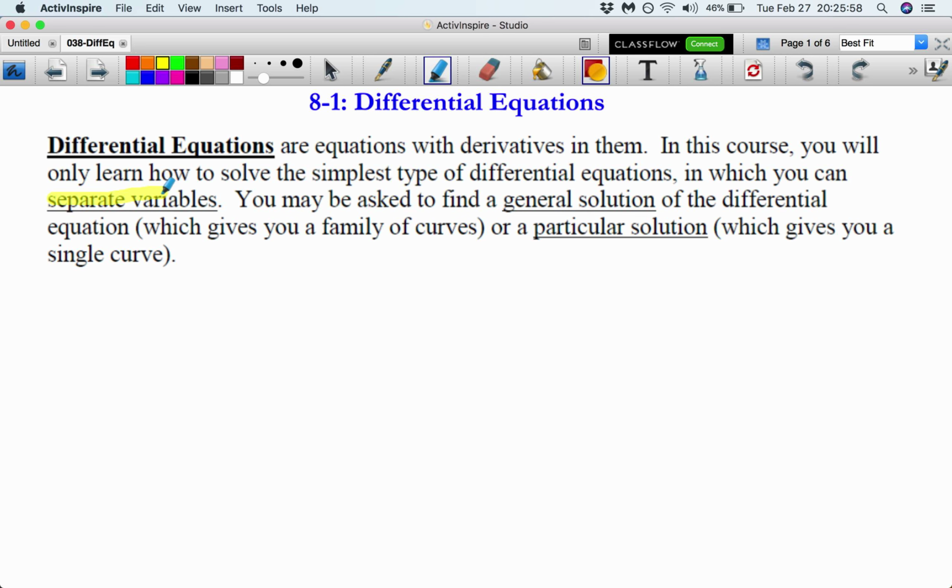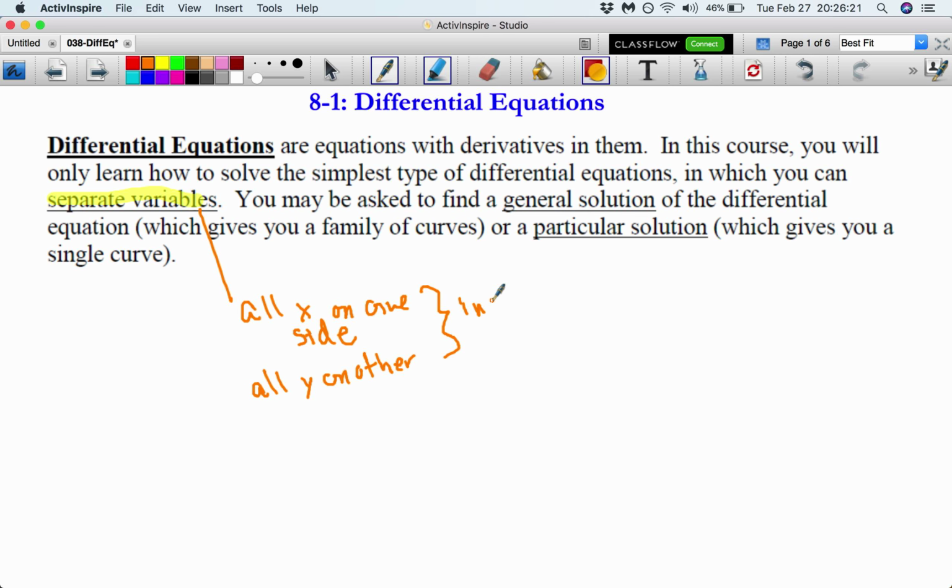We're talking about separating variables, which means all x on one side and all y on the other. This is including dx and dy. Dx will count as an x variable, and dy will count as a y variable.